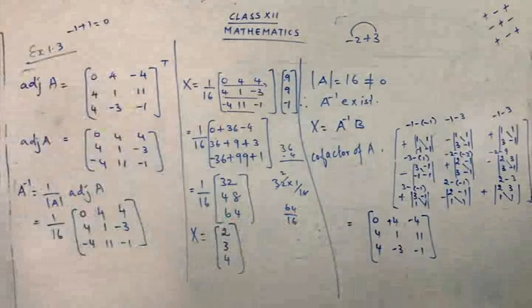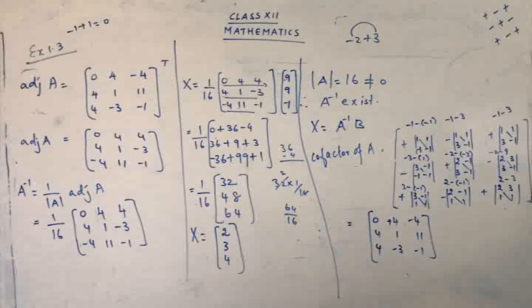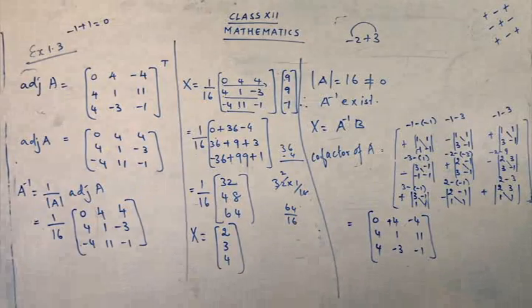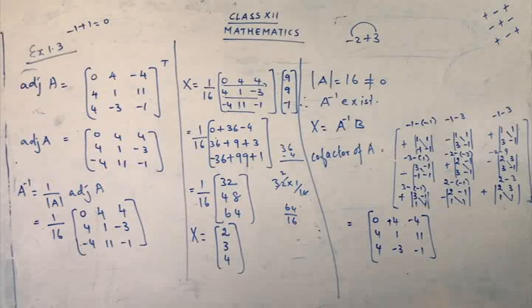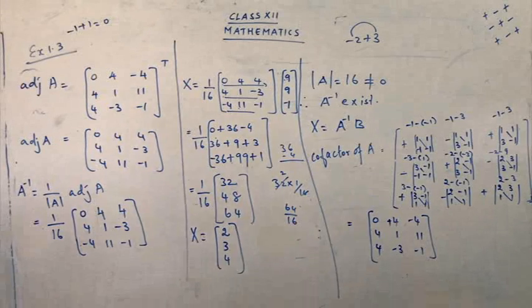So we have to write our final answer. The question was to solve the linear equation. So why do we solve? What do we get when we solve the linear equation? We get the value for x, y and z. So let's write the final answer. We have to mention it over here.